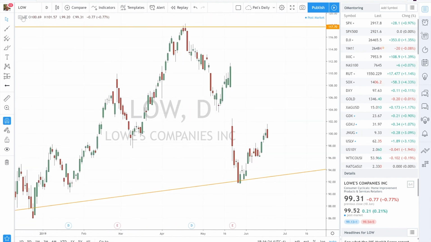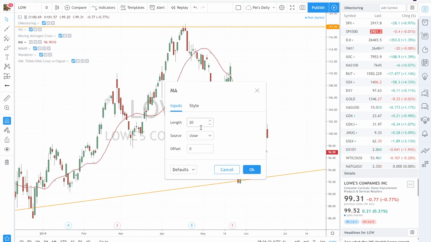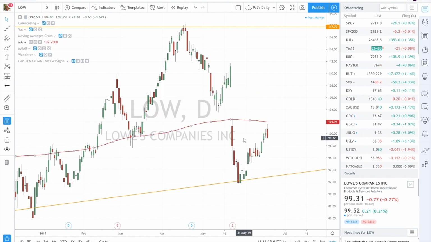This is an interesting one. Let me pop up moving average so you can see this. This one's got a gap here. Let me clean this up a little bit. This one left a big gap here.